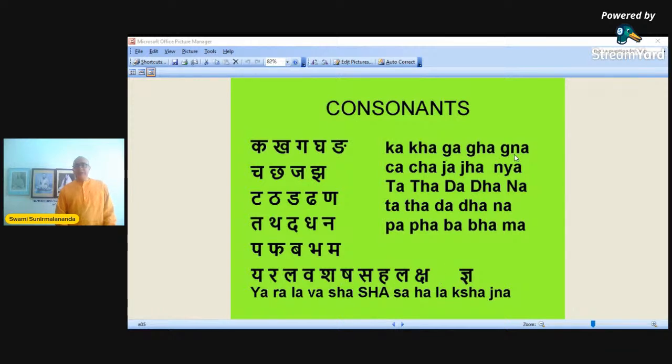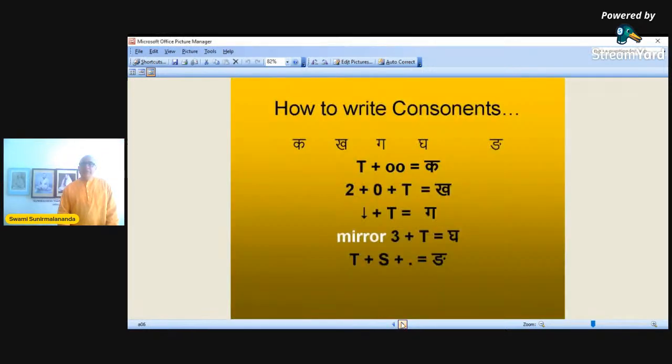So the sounds are all here. This is how they are written and this is how they are pronounced. Now, they appear to be very complex indeed. How to master them? Use a similar technique here as before.